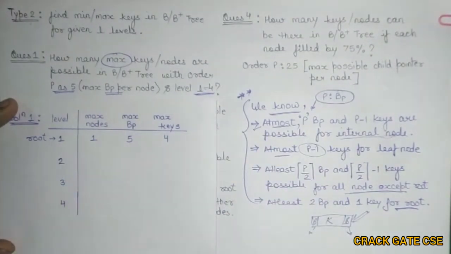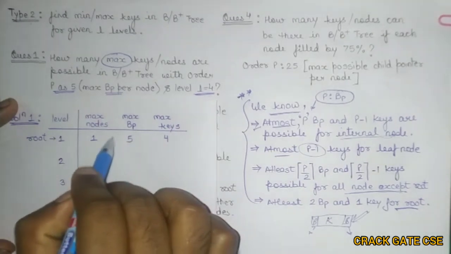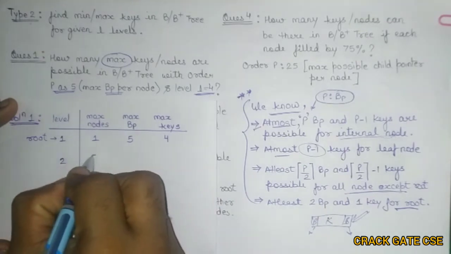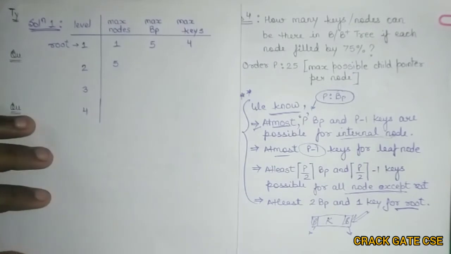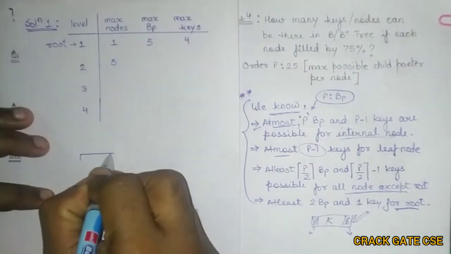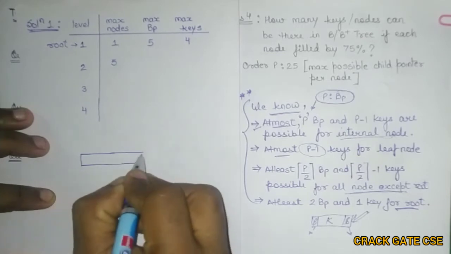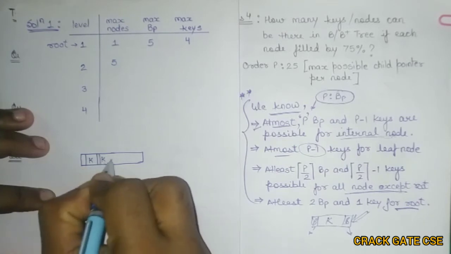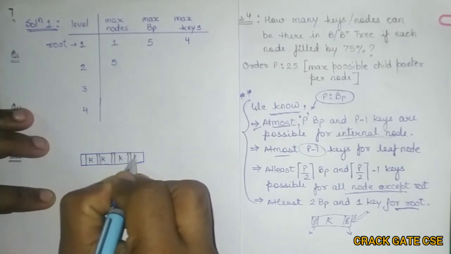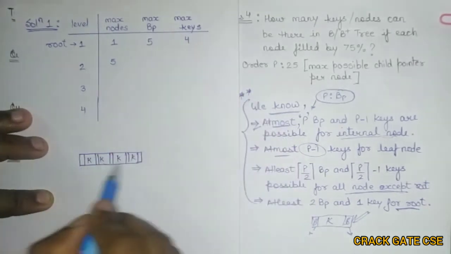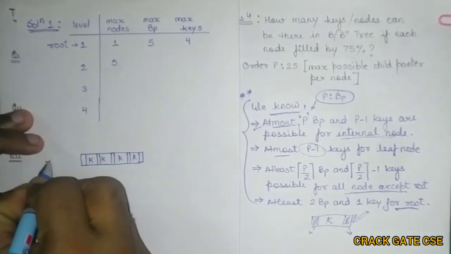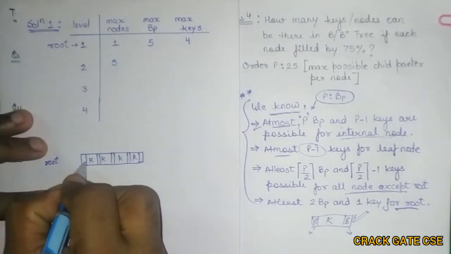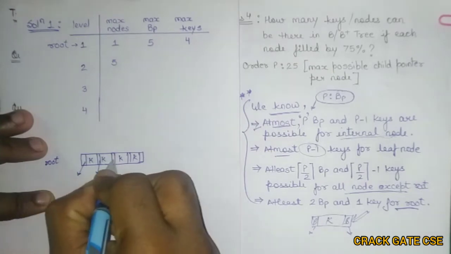Now if we move on to the second level, if we are having 5 block pointers, then in the second level how many nodes can be there? 5 nodes. How? Let's see. If I am having a structure like this, where I am having keys, and keys, so 4 keys are here and 5 block pointers are here. This is the root. So in the second level, how many maximum nodes can be possible? 1 via this particular block pointer, 1 via this.